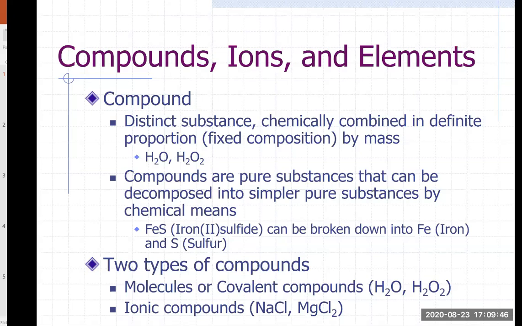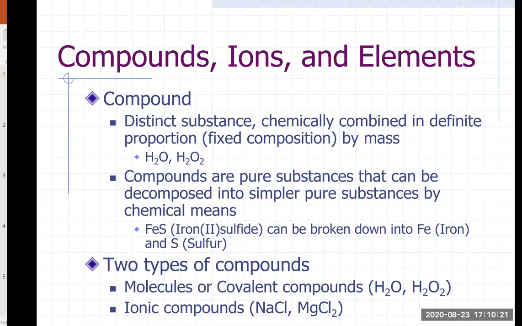Compounds are pure substances that can be decomposed into simpler pure substances, again, by chemical but not physical means. So iron 2 sulfide, for example, can be broken down into iron and sulfur by chemical means. There are two different types of compounds we're going to discuss in this class: molecules, which are also called covalent compounds. H2O is a molecule, H2O2 is a molecule, and we're going to talk about ionic compounds.